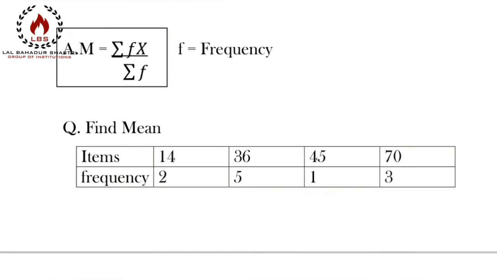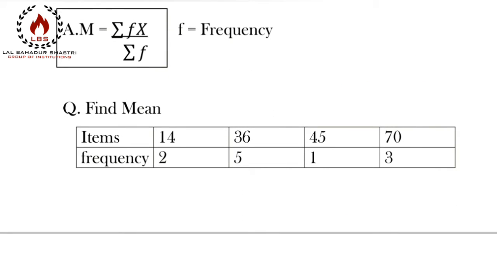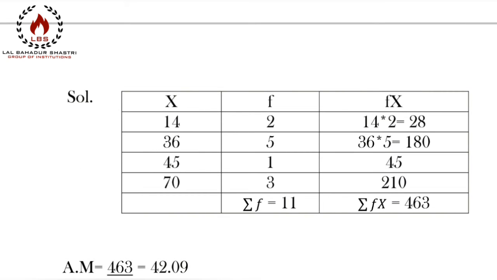So see, this is the question we have. These items are observations and frequency is given like this. So you have to make this chart. In the first column you have to mention the observations x: 14, 36, 45, 17. In the next column we have frequencies: 2, 5, 1, 3.